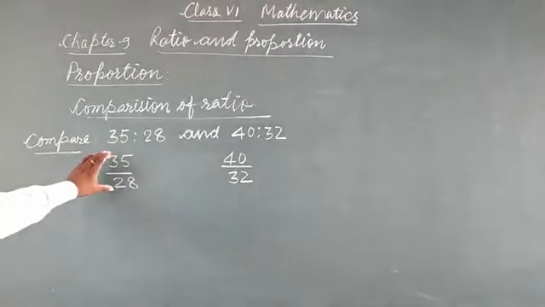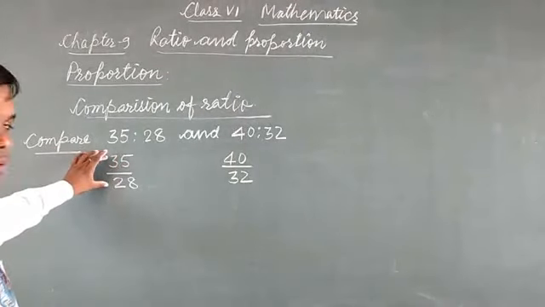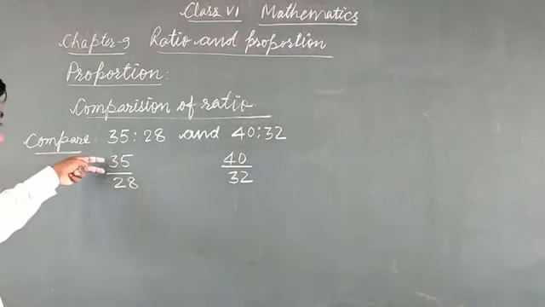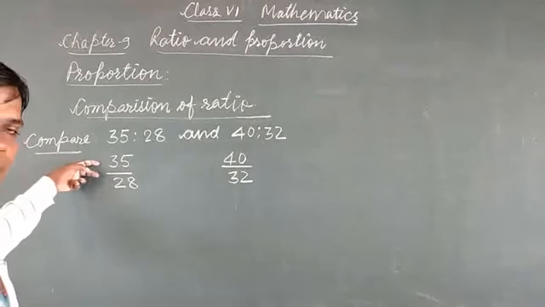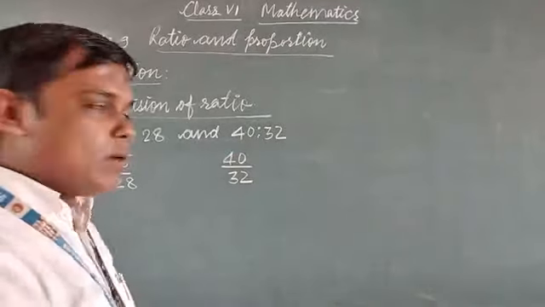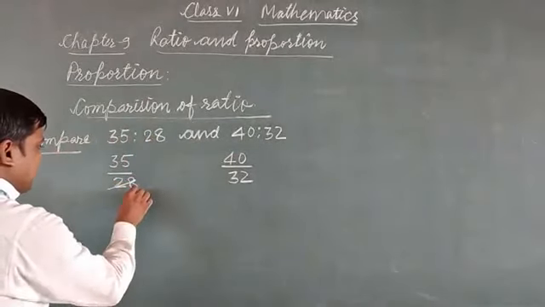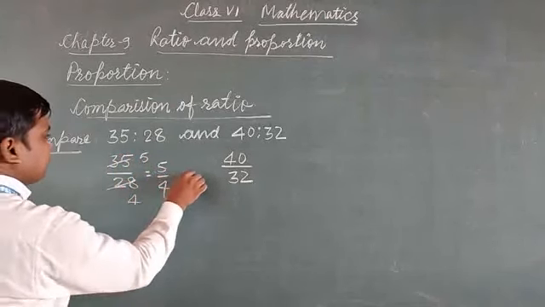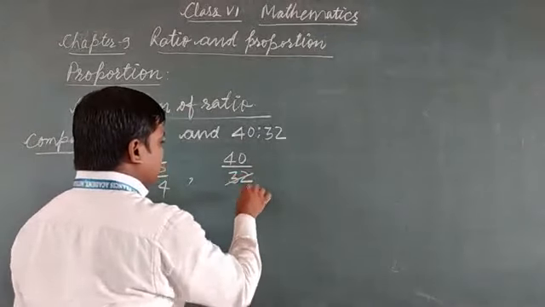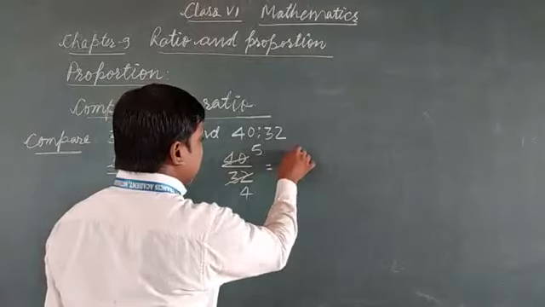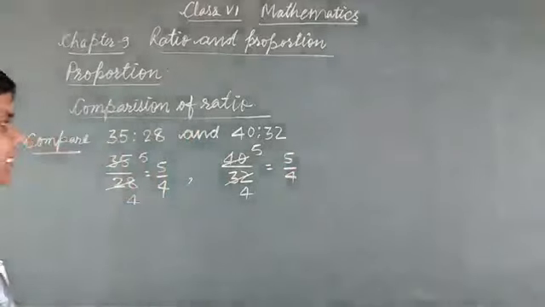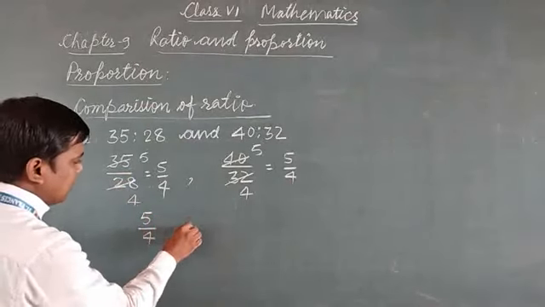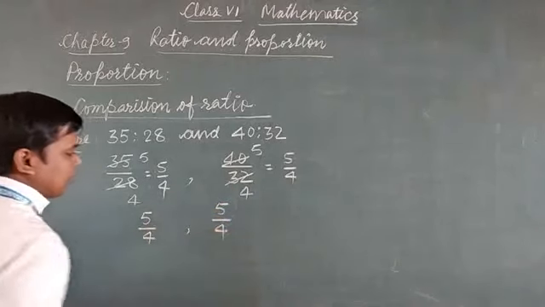We are seeing that these two ratios are not in standard form or in simplest form. So first of all we have to write the simplest form of the ratio. 7 fours are 28, 7 fives are 35. This can be written as 5 by 4. Here 8 fours are 32, 8 fives are 40. This can also be written as 5 by 4. Now after simplifying, the simplest form of this ratio is this and the simplest form of this ratio is this.